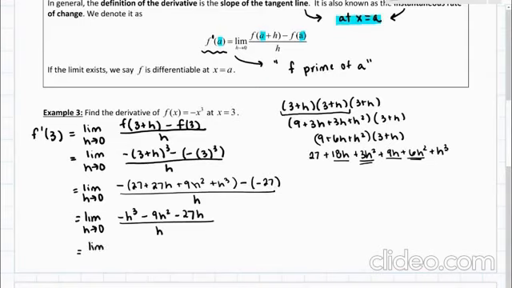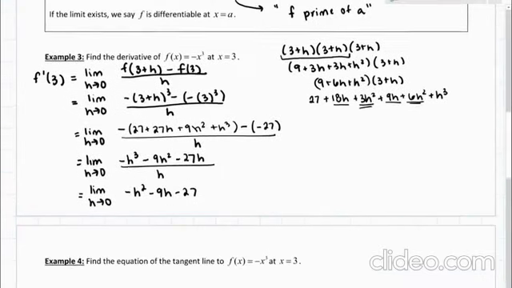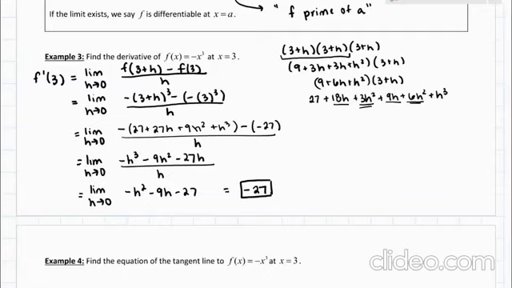And so if I factor out that h in the numerator, simplify with the h in the denominator, then I end up with negative h squared minus 9h minus 27. And so then at this point, if I were to plug in 0 and find the value of my limit, then I end up getting that my limit is equal to negative 27. And that is the value of f prime of 3. So the instantaneous rate of change for our function at 3 is negative 27.